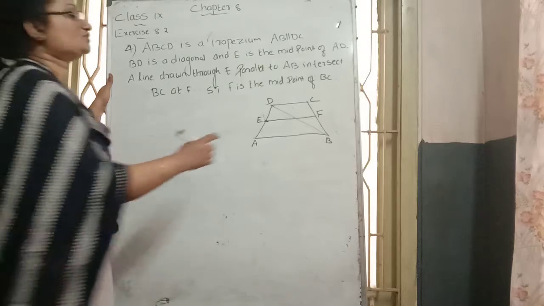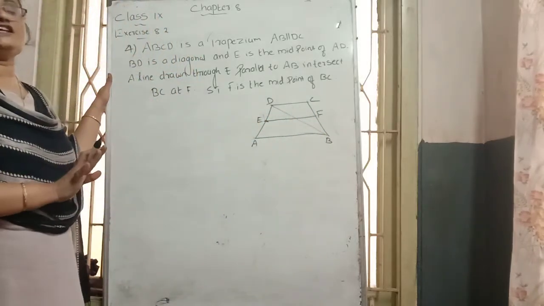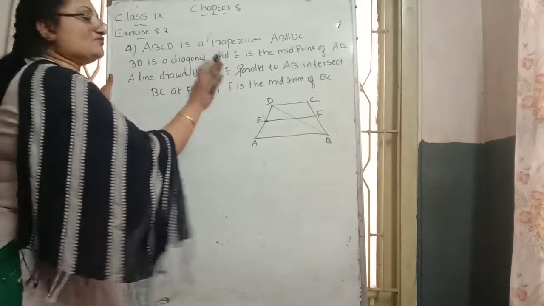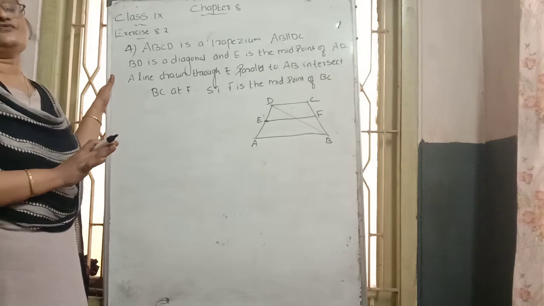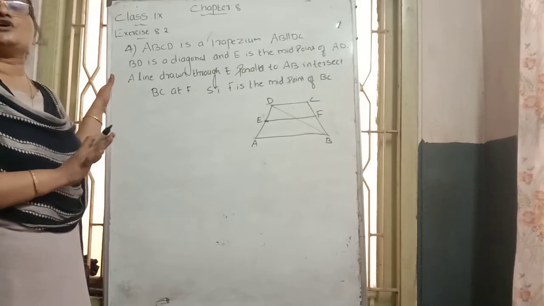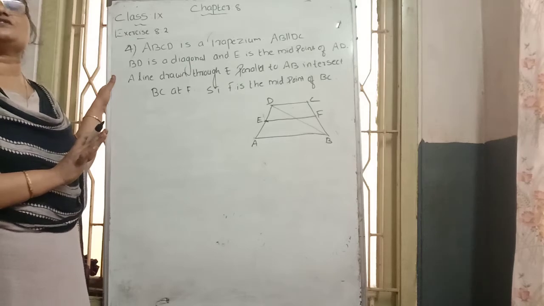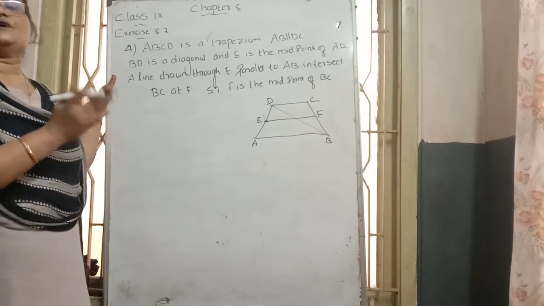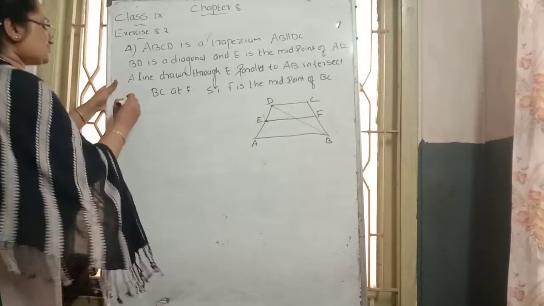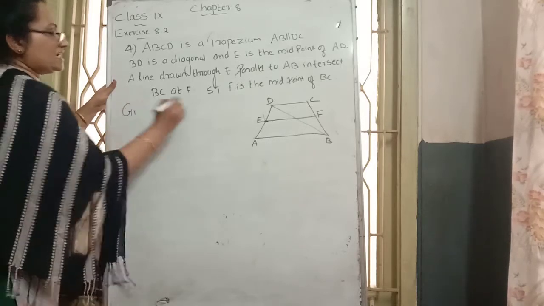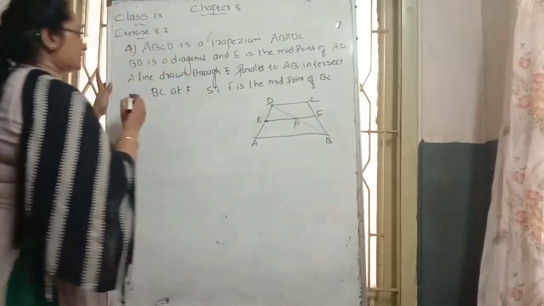What we want to prove is that F is the midpoint of BC. E is the midpoint of AD, as given. So how to prove it? By the converse of the BPT, the converse of the midpoint theorem, we can find this out. First, the point where EF cuts BD, mark as P.